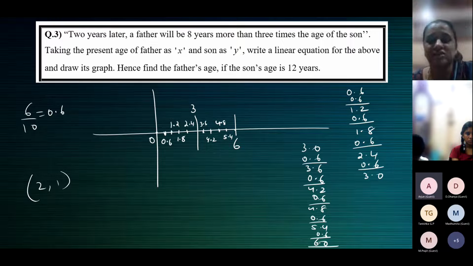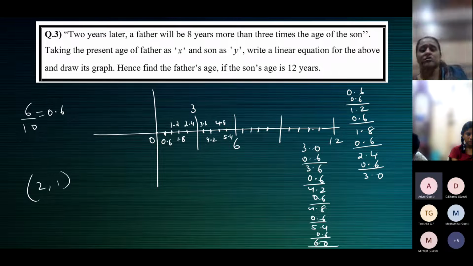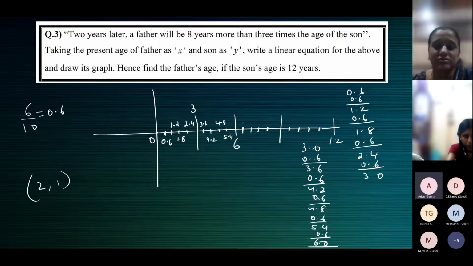Now, between 6 and 12, the next one is 12. So 1, 2, 3, 4, 5, 6, 7, 8, 9, 10. The 10th division is 12. Now see it after 6. Now tell me, children, what will be this division, this subdivision?